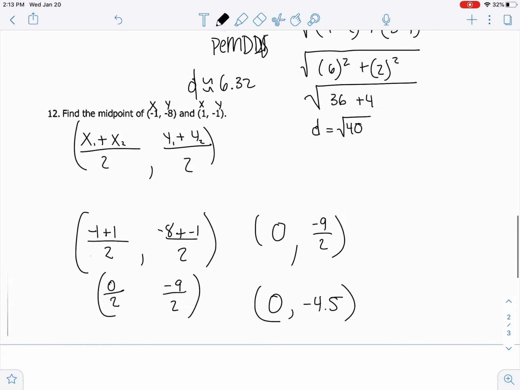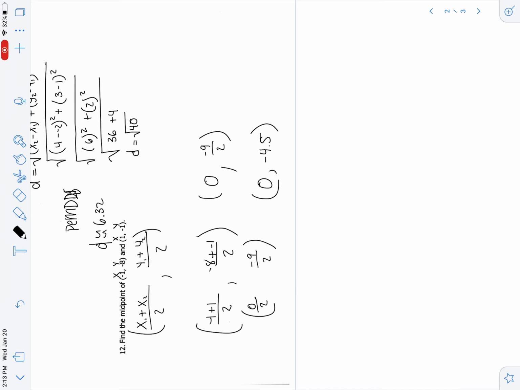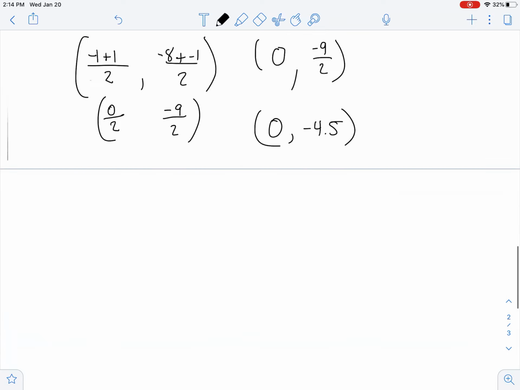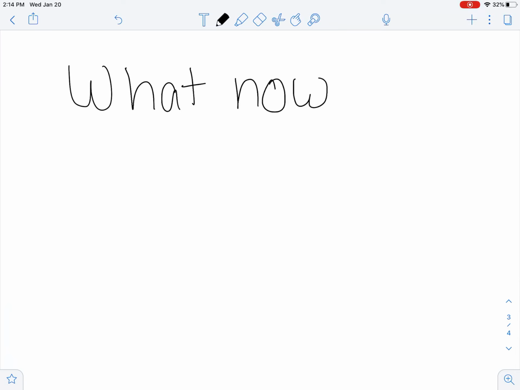So hopefully your quiz is corrected. Go ahead and turn it in to the back table and work on your review for the rest of class. Make sure that your angles practice and your more angles practice are both complete. There's a wealth of things for you to do. So let me put that here. What now? This is your checklist.